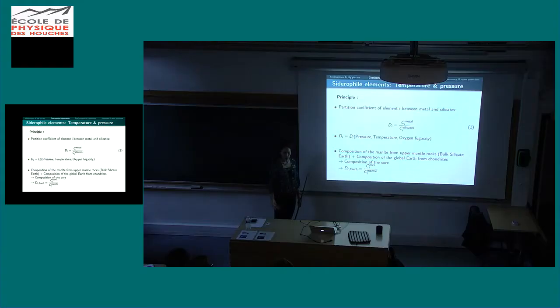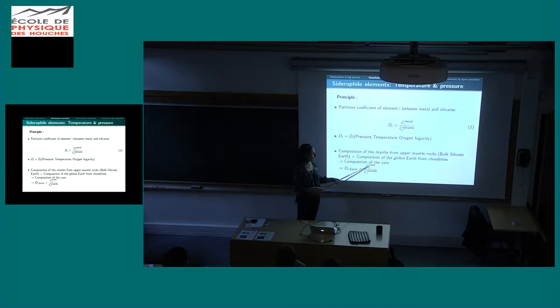Okay, what about the thermodynamic conditions now? We can get some information about thermodynamic conditions from siderophile elements, as I was saying earlier. The principle is that any element will partition between the core and the mantle. You can measure that by what we call the partition coefficient, which in this case is the concentration in the metal phase divided by the concentration in the silicates. This partition coefficient depends on pressure, temperature, and oxygen fugacity, for instance. And so you can compute the apparent partition coefficient for the Earth if you know the composition of the core and the mantle.